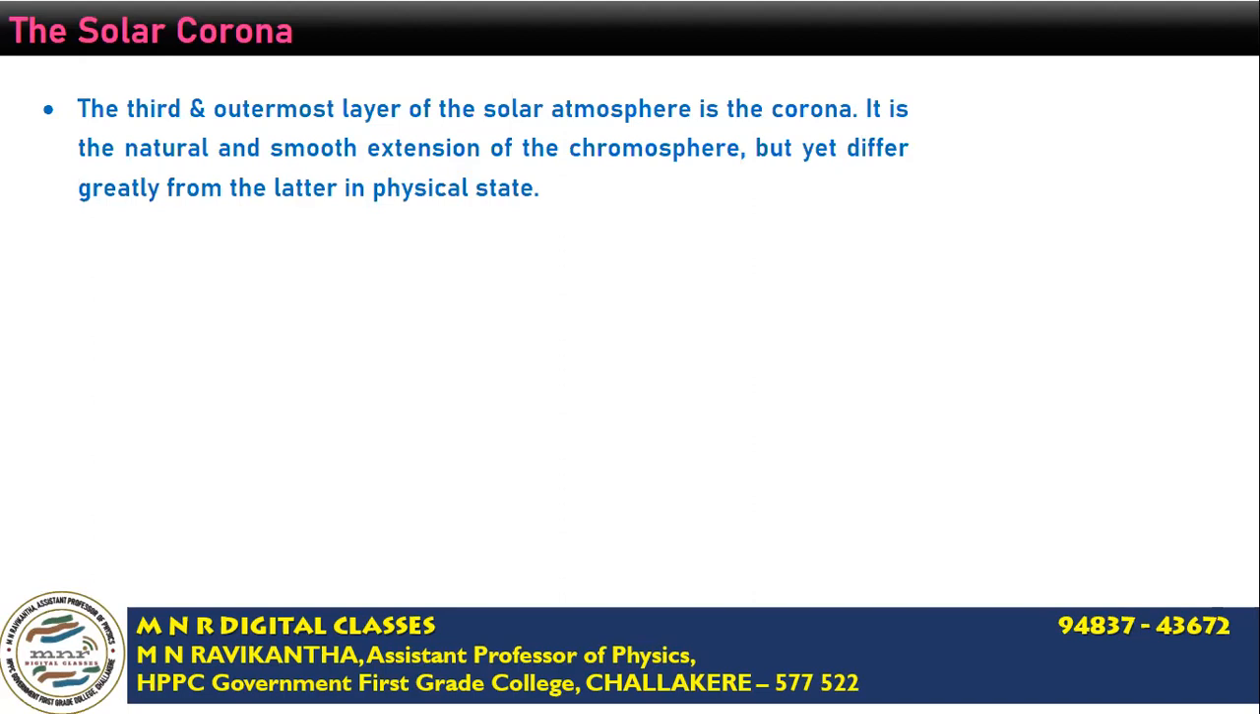total solar eclipse. The duration for which the corona can be observed at an eclipse ranges only from a fraction of a second to a few minutes. The actual time depends on the extent of the eclipse and the position of the observer.